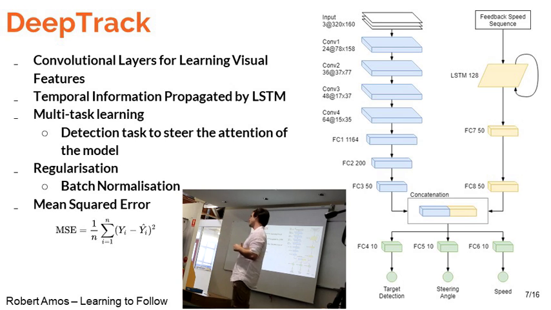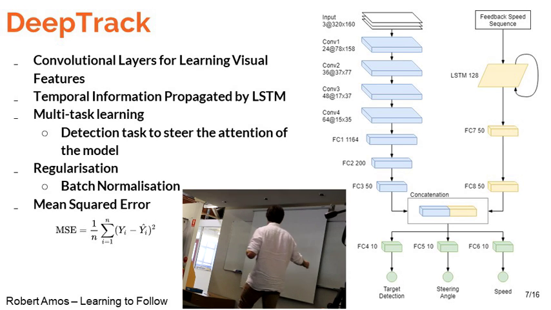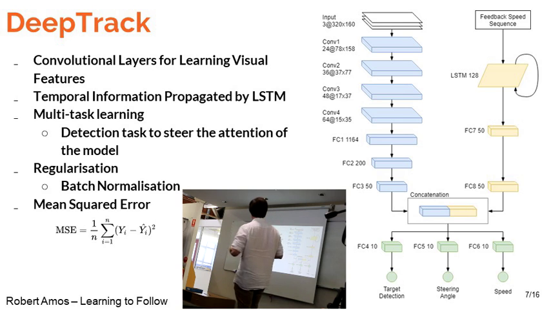So this is the model I developed for DeepTrack. On the left-hand side of the model, there are four convolutional layers that extract spatial features from the visual data from the camera. And on the right-hand side, I have an LSTM extracting temporal features from a feedback sequence of speed predictions. Those speed predictions are the last 10 predictions of the model.